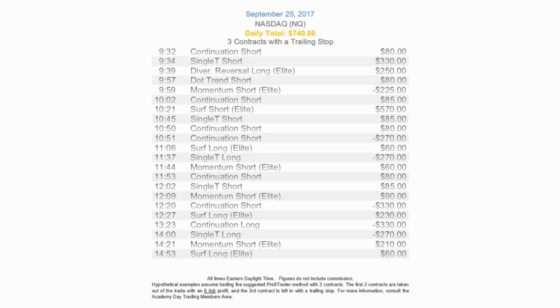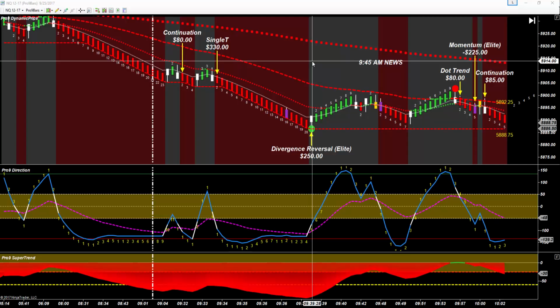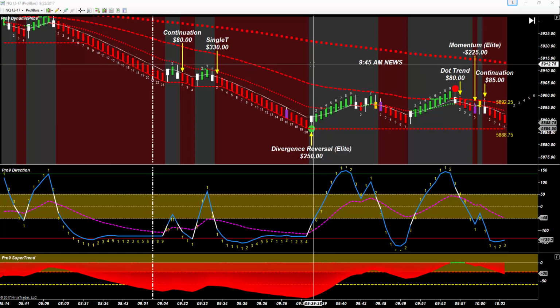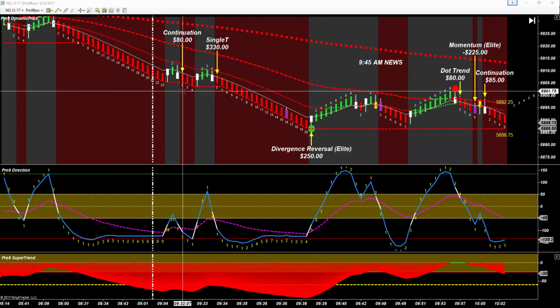trade setups. Good afternoon. Welcome to the daily market dissection for Monday, September 25th, 2017. Today's market is the NQ. Our first trade of the day at 9:32 is a continuation short. This one just hits profit target with the runner getting stopped out at break even.